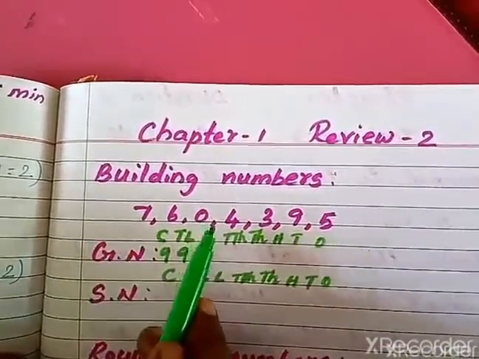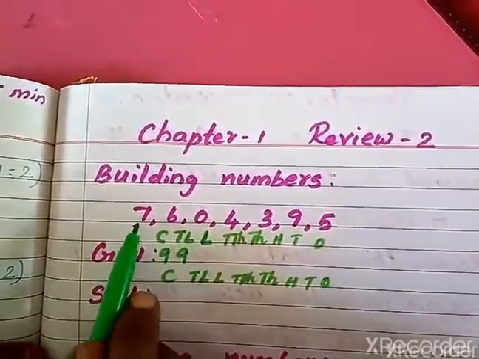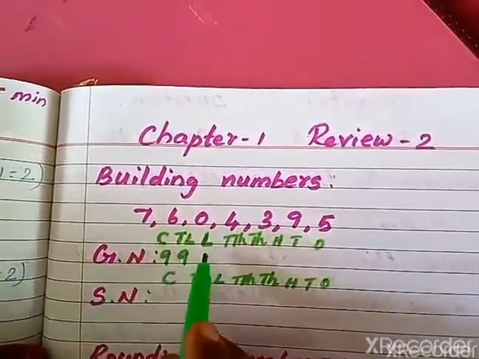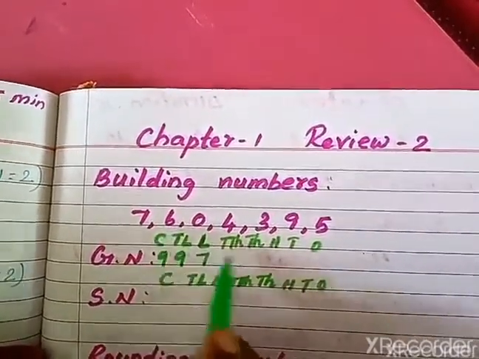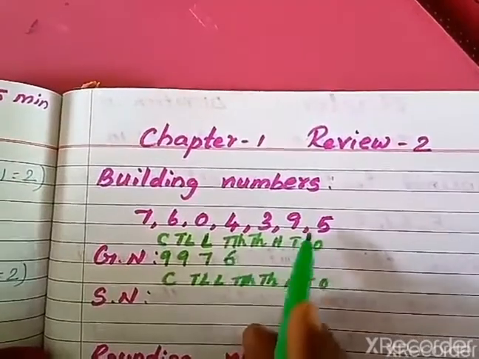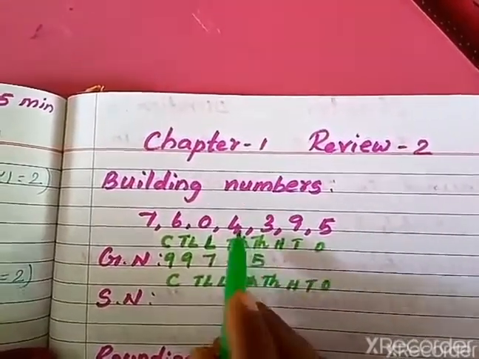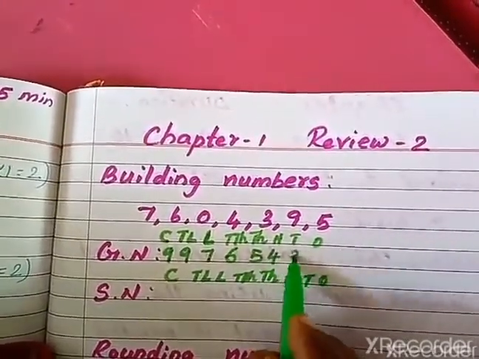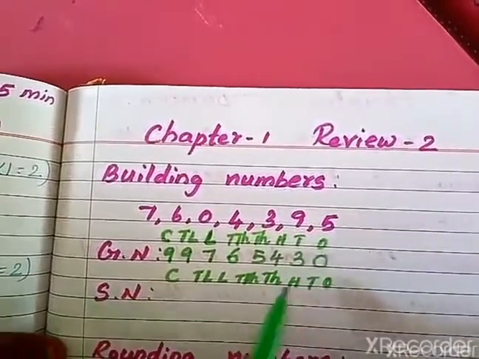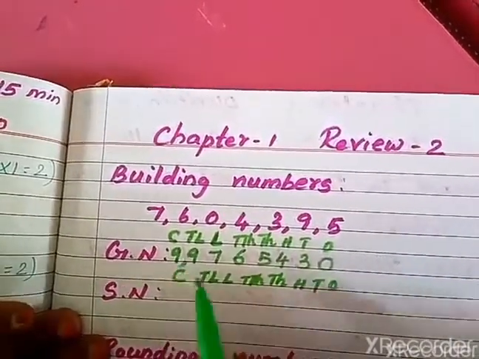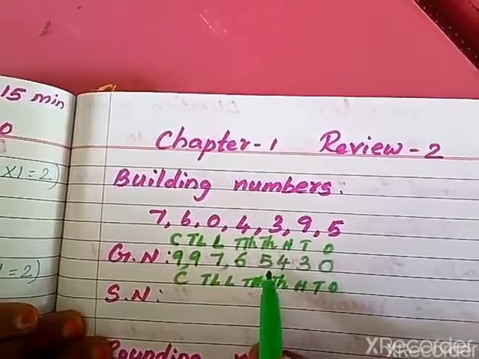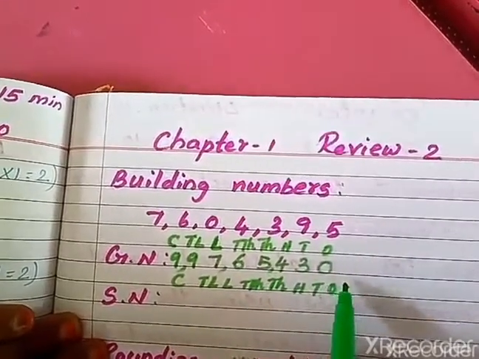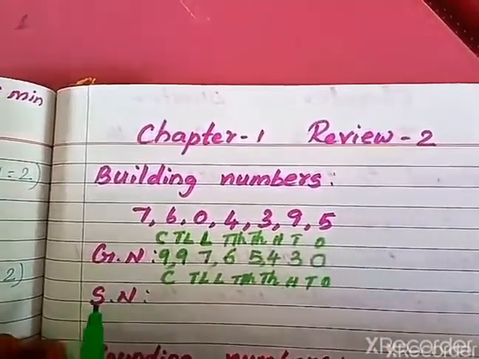Which is the next greatest digit? It's 7. So write 7. Then next it is 6. Then comes 5. Then it is 4. Then 3. And 0. So I have got the greatest number: 9 crore 97 lakh 65,430. Okay. Now how to get the smallest number?